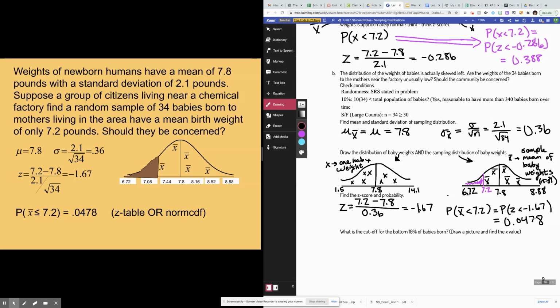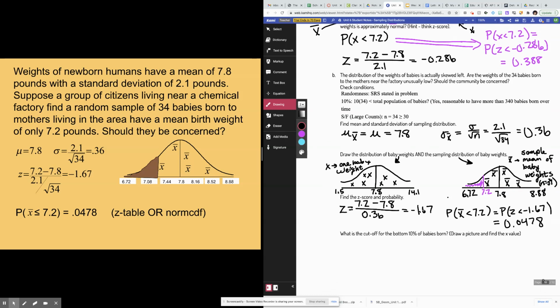That number is low enough to make me think that something fishy is going on, right? Because we're saying it's unlikely that this happened just by random chance. The probability that it happened by random chance is 4.78%, right? So because that probability is so small, then there's probably something else that is causing the value to be that low in that sample, right? So that makes me think in my community that, yeah, I should be concerned about this factory, right? That because it's so unlikely that this happened just by chance, there's some other cause that we have to consider, right? And obviously in this problem, we think that that cause might be the pollution from this factory, okay?